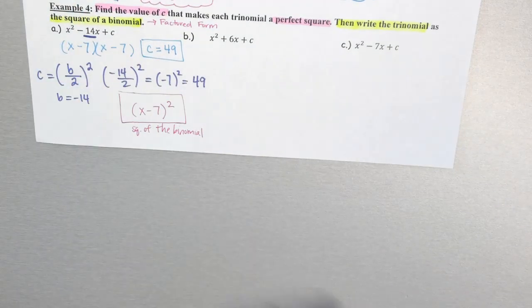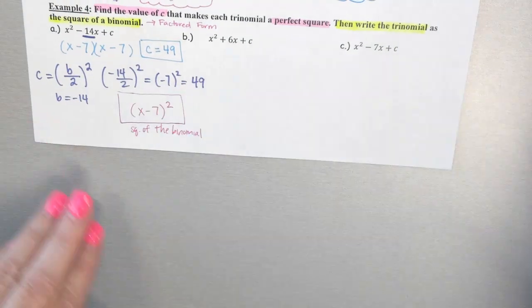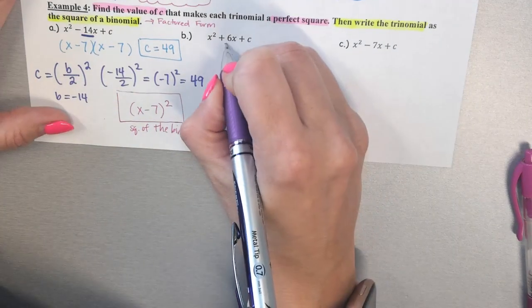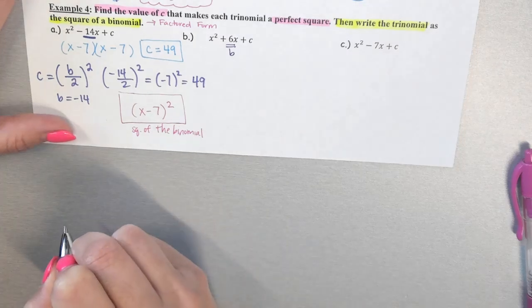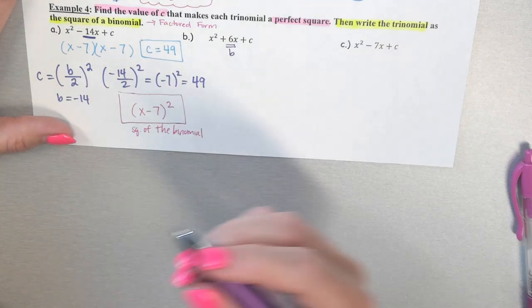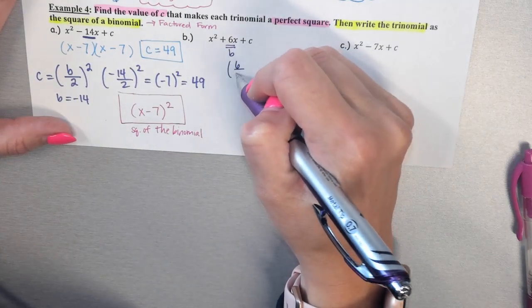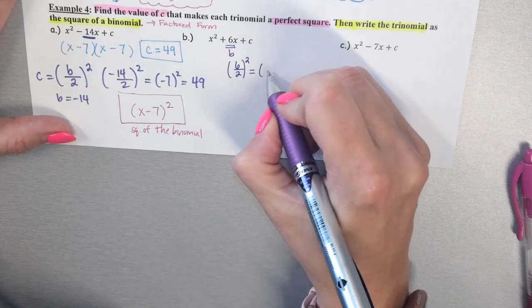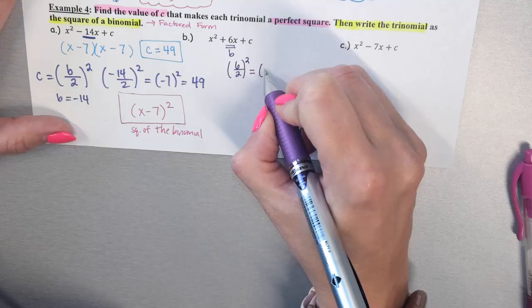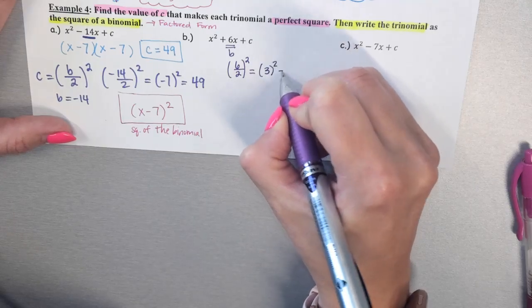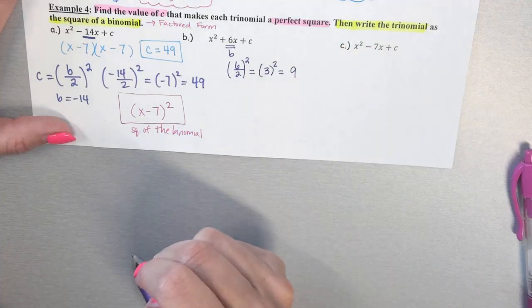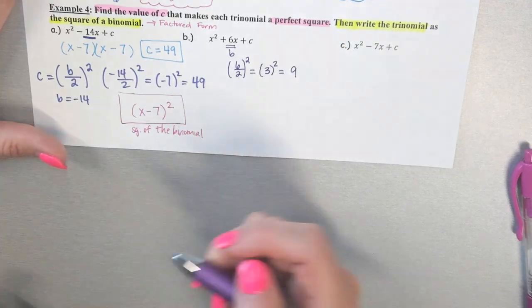All right, so then for b, let's try using this formula here. Okay, so your b value is always in front of the x. So let's cut it in half. 6 divided by 2 is going to be 3, thank you. And then 3 squared is going to be 9. So that's going to be your value for c.